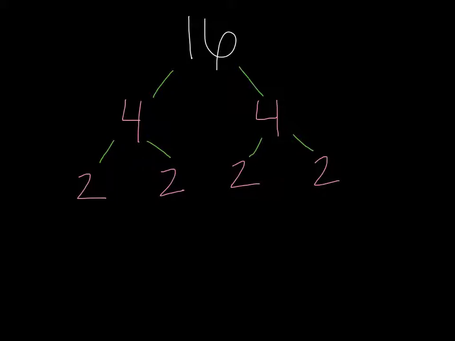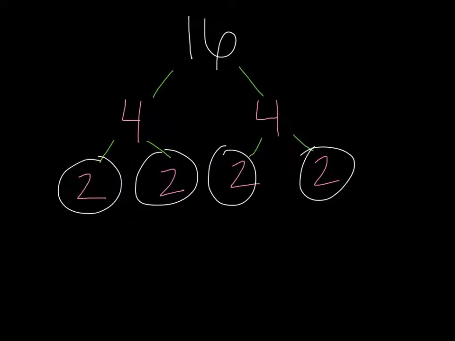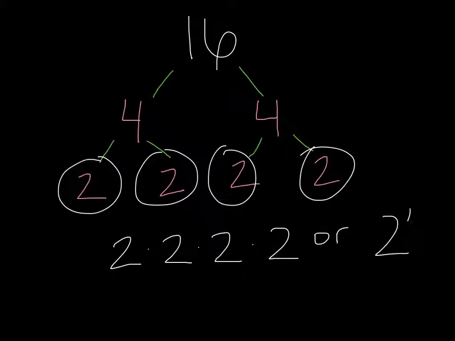Now, do we have to continue our factor tree? No, because 2, 2, 2, and 2 are all prime numbers. So our answer for 16 is still 2 times 2 times 2 times 2, or 2 to the 4th power, because it's 2, 2, 2, 2, 4 times.